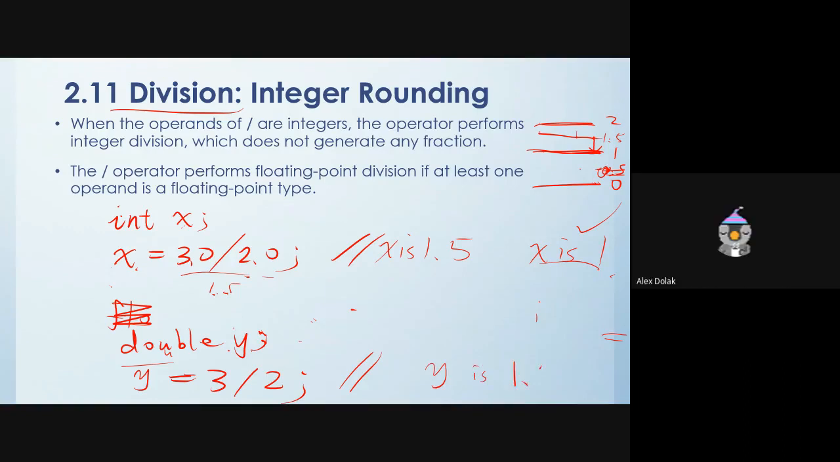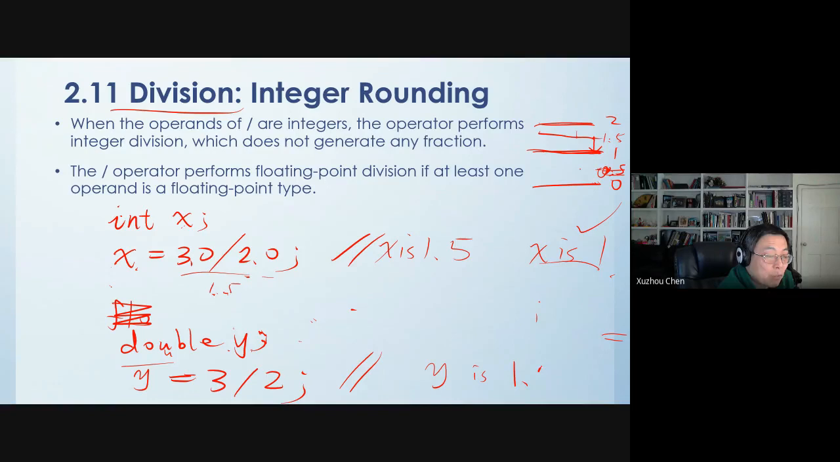Pretty sure it's still 1, because the two values are 3 and 2, not 3.0 and 2.0. Okay, so 3 divided by 2 is going to be 1.5, but it will be forced to be 1, right? Pretty sure. So then 1 is assigned to y, but y is a double. So you're close, but still not correct. y is 1.0. Okay, it's not a 1.